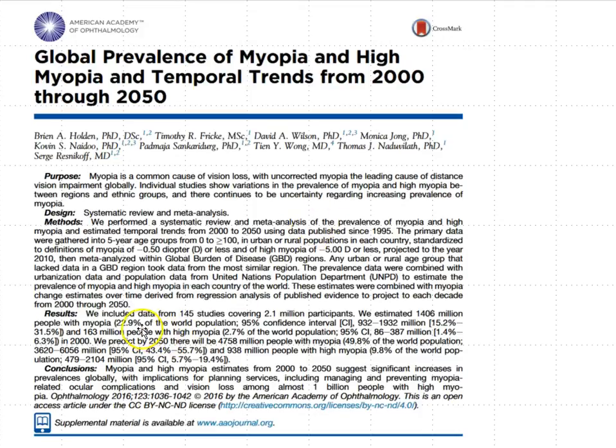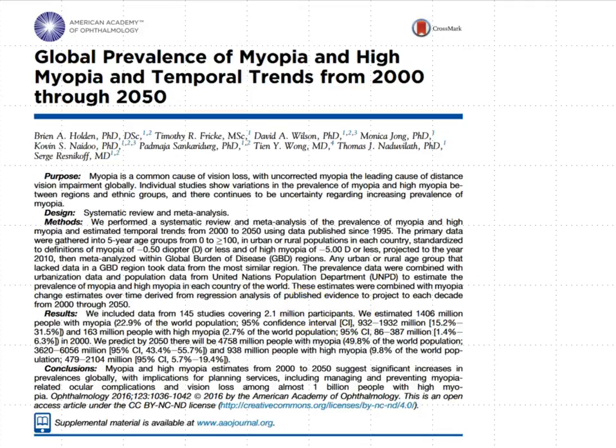1,406 million people with myopia, 22.9% of the world population, and 163 million people with high myopia. Now, they also predict from their studies that there will be 4,758 million people with myopia, or about 50% of the world population by 2050, and 938, almost a billion people with high myopia. High myopia is having diopters less than -5 diopters.